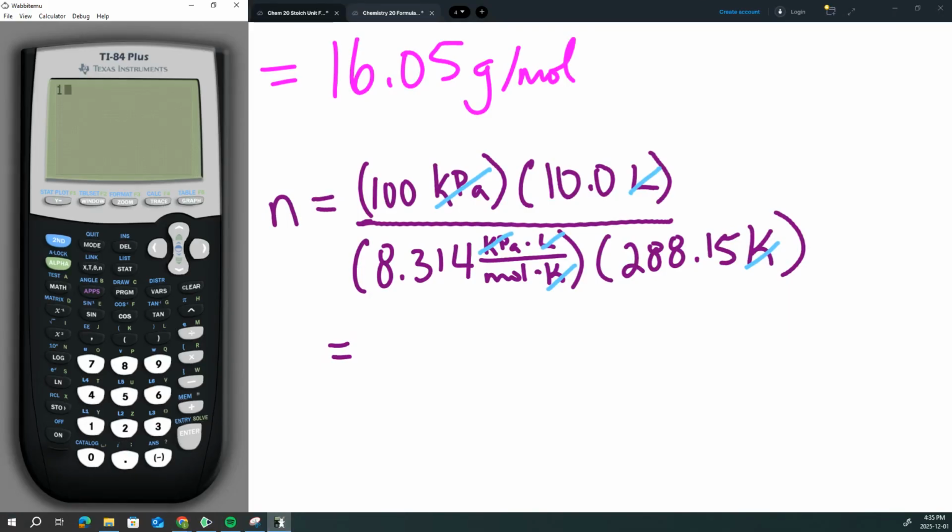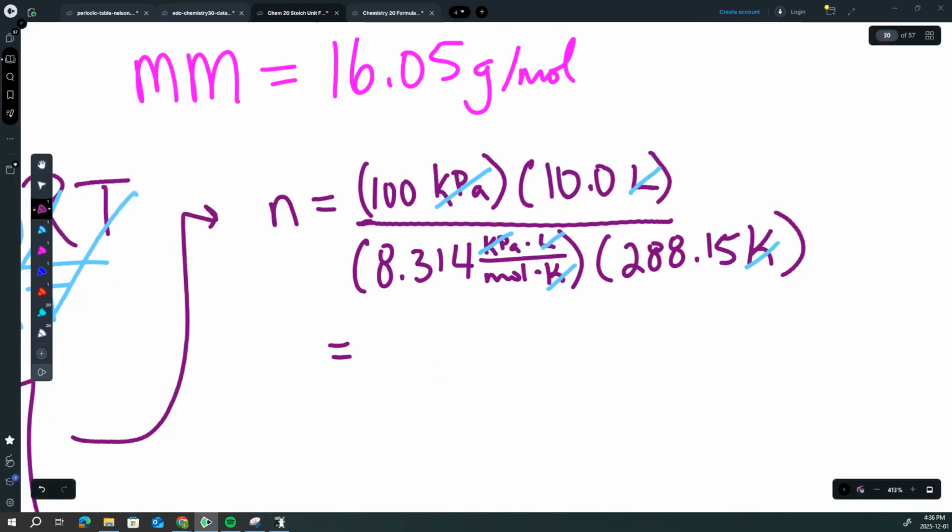So I'm going to go 100 times by 10 divided by 8.314 times by 288.15. Close the bracket. Okay, so we're getting 0.4174, goes on forever.